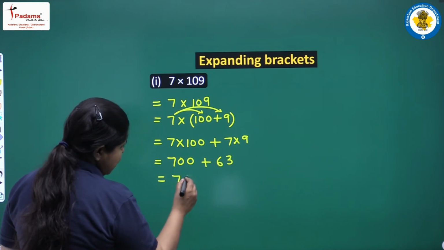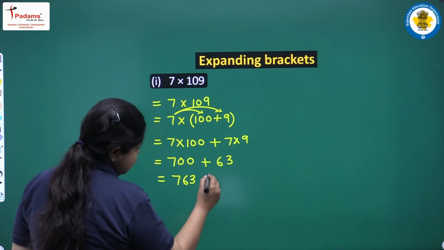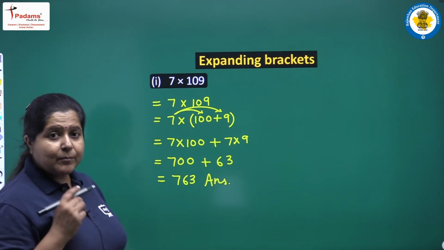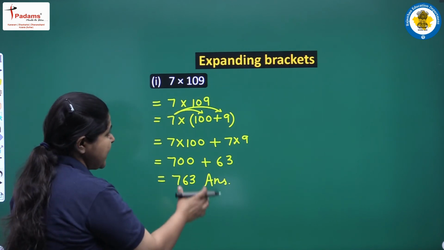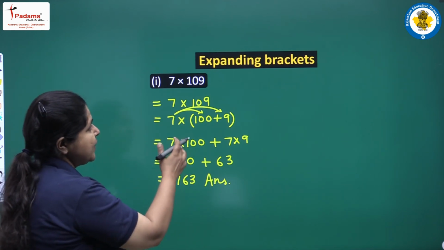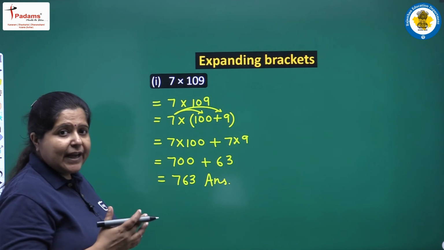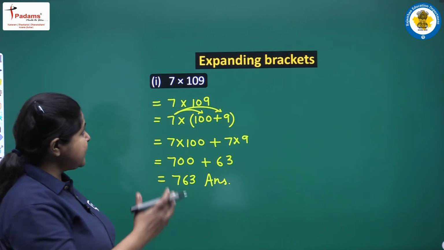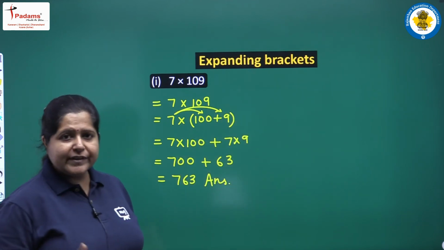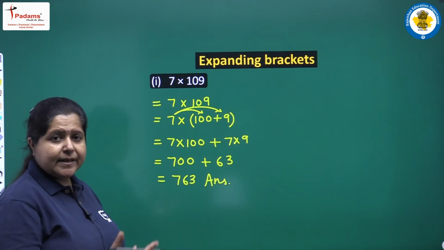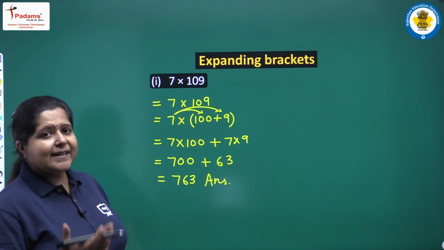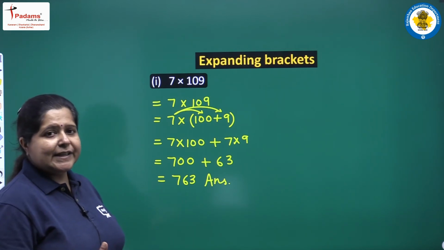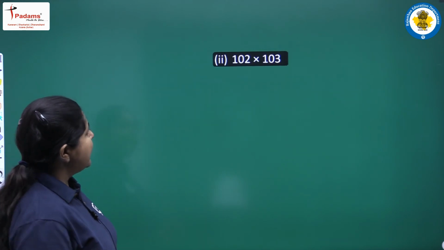So, 763 is the answer. So, we have got this answer by using the expanded form of the number 109, and that we have done by using a bracket. You can obviously multiply the two numbers in the way that you always follow, but this is a different method using the brackets, and systematically it has made the question very easy. We take one more example.